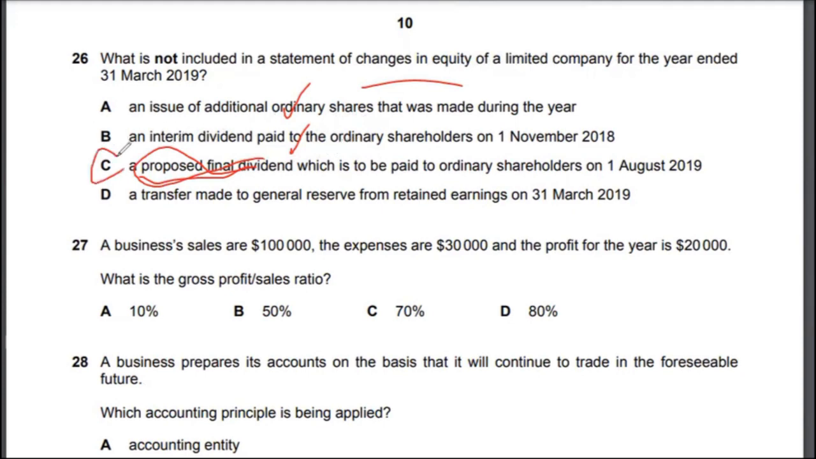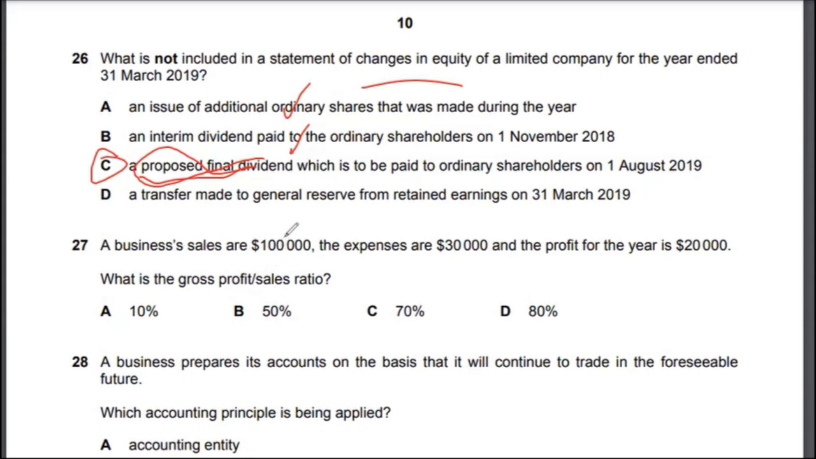The correct answer to multiple choice 26 would be option C, because proposed dividend would actually be included in the annual report, but not be part of the statement of changes in equity. Let's look at multiple choice 27. As per the requirements, it looks like a very easy question.